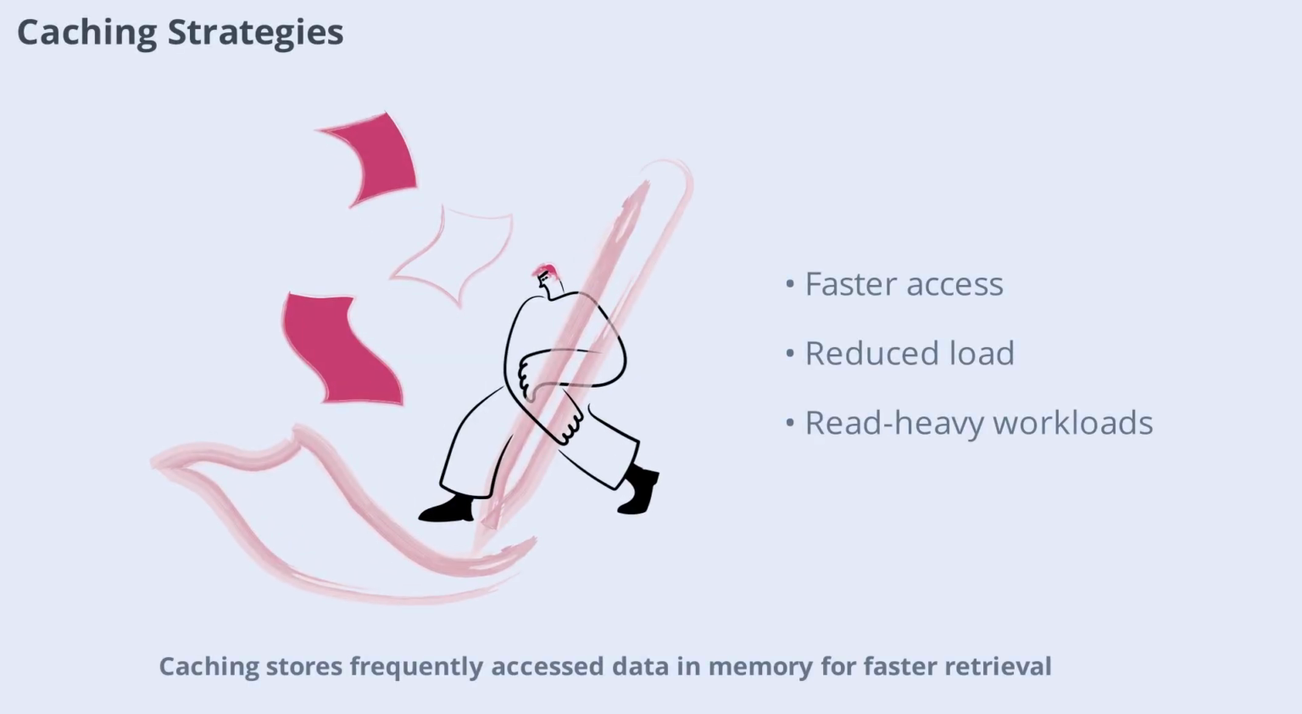Caching stores frequently accessed data in memory for faster retrieval. This reduces the load on your main database and speeds up application response times. Common caching solutions include Redis and Memcached. Both relational and NoSQL databases benefit from caching, especially for read-heavy workloads. Implementing an effective caching strategy can greatly enhance performance.